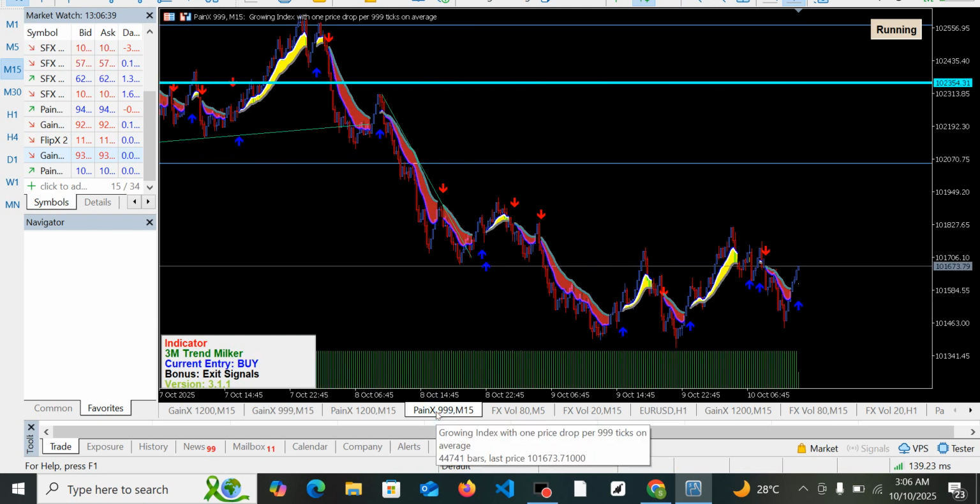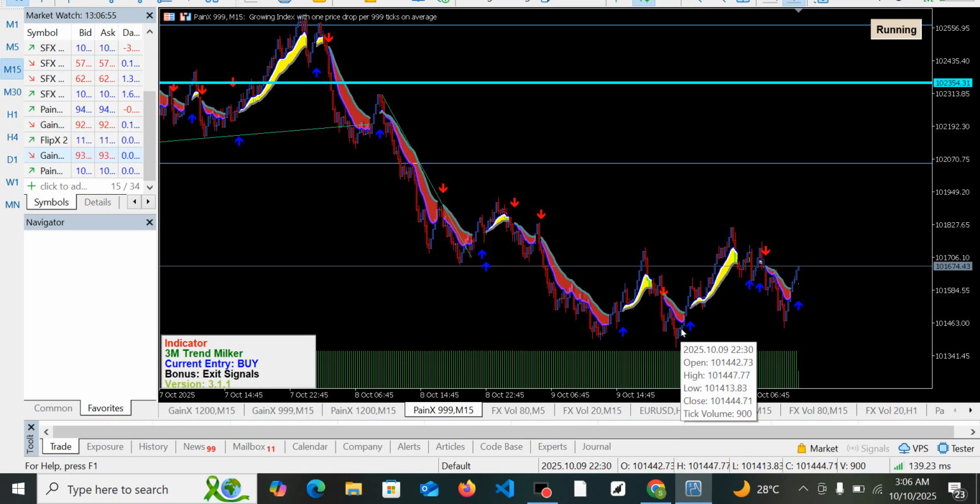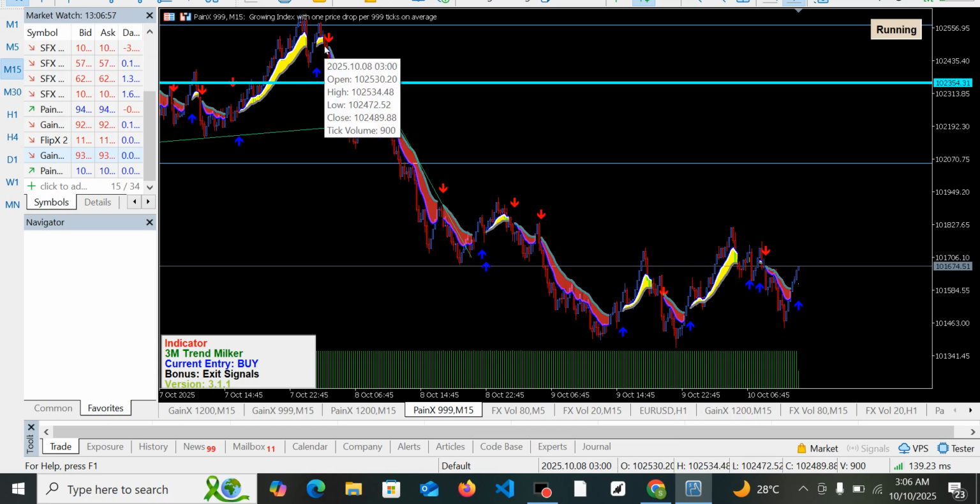Let's check out Paynex 999. This is Paynex 999, and of course this also started a downtrend right from here. You can see the spike trading started from this resistance zone, and it sold for a very long time. It crashed down right from here to this very moment. This is still the 15-minute time frame. This is where it switched from an uptrend into a downtrend, and we got a sell signal.